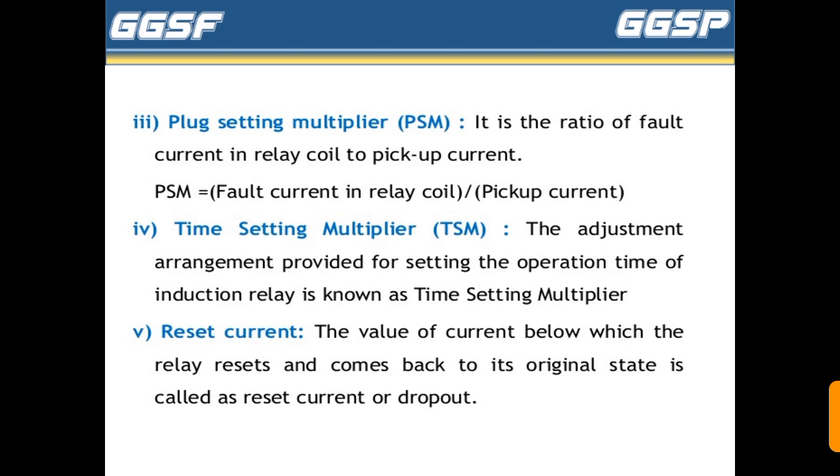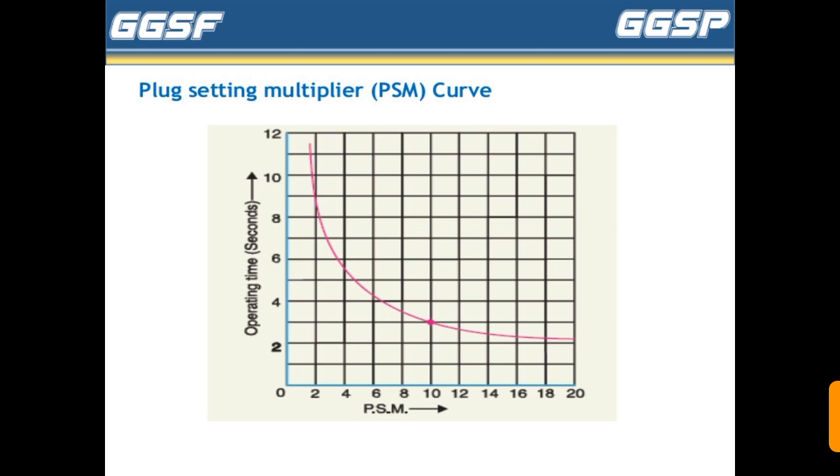Third one is plug setting multiplier, that is PSM. It is the ratio of fault current in relay coil to pickup current. PSM equals fault current in relay coil divided by pickup current. Fourth one is time setting multiplier, that is TSM. The adjustment arrangement provided for setting the operation time of induction relay is known as time setting multiplier. Fifth one is reset current. The value of current below which the relay resets and comes back to its original state is called reset current or dropout.